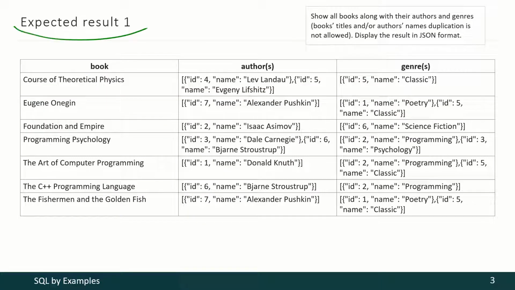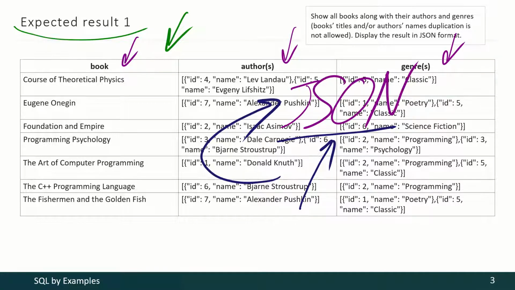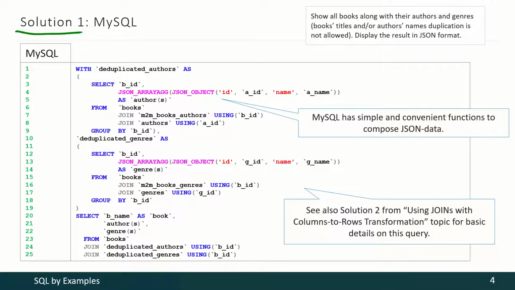The expected result for this task is the next. Here we see books titles, here we see information about authors and information about genres. And this information is presented in the JSON format. As the discussion about JSON is outside the boundaries of our course, please find that information yourself. In all solutions for all DBMSs, we shall follow ideas presented in the second solution in this topic.